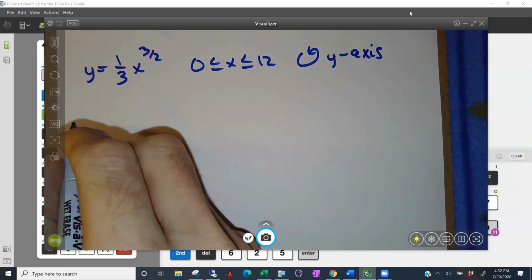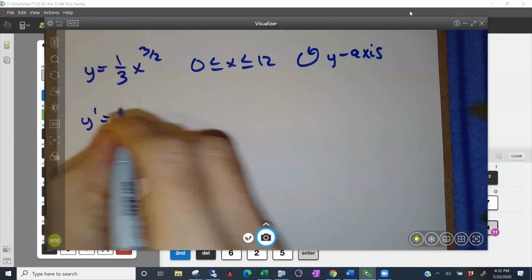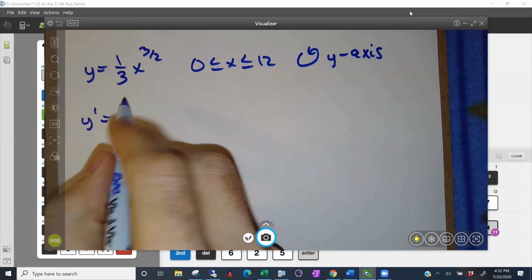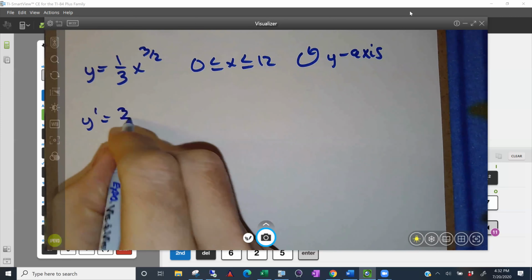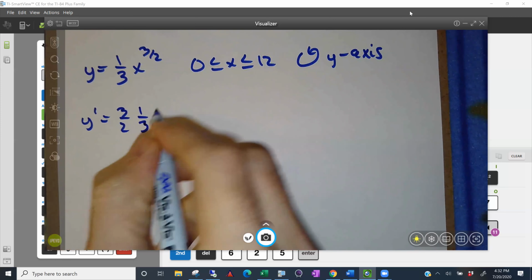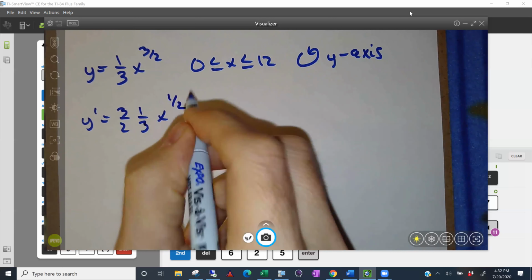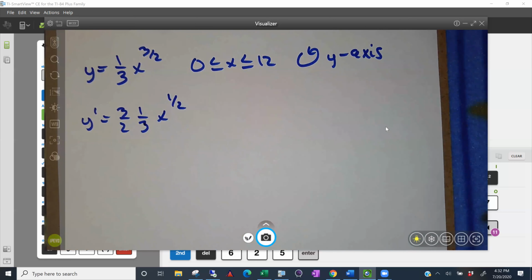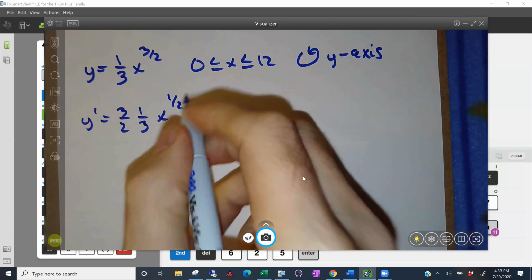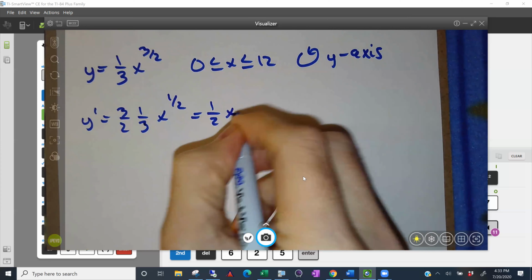We'll start by calculating the derivative. Y prime is going to be 3 halves times 1/3 x to the 1/2. And we'll clean that up. That's just going to be 1/2 x to the 1/2.